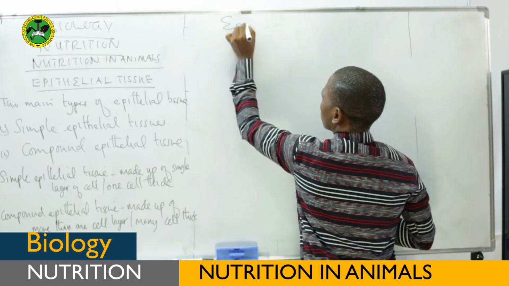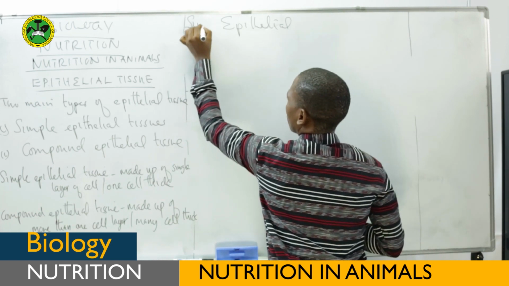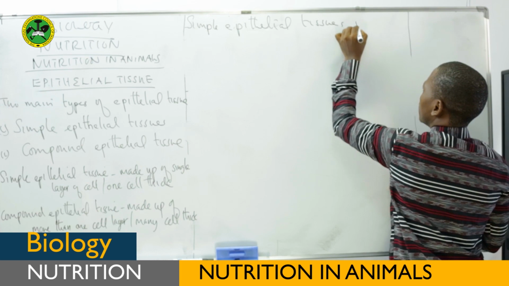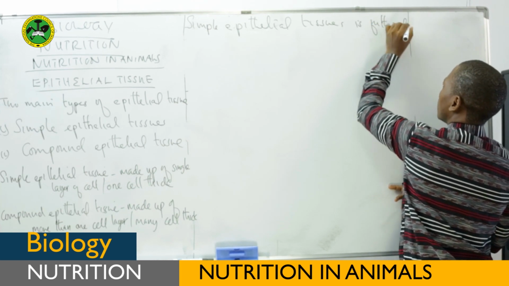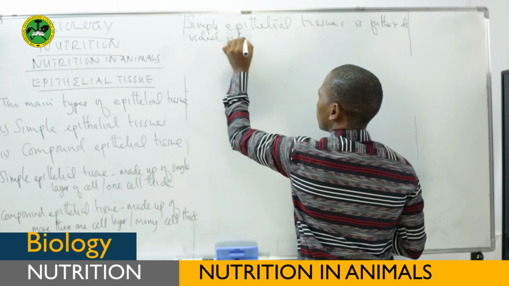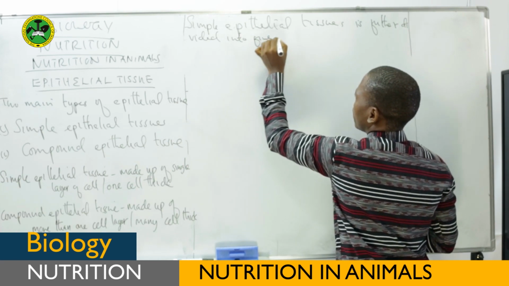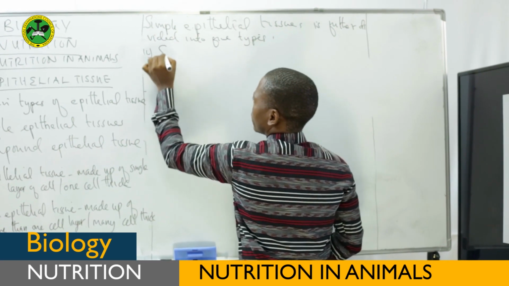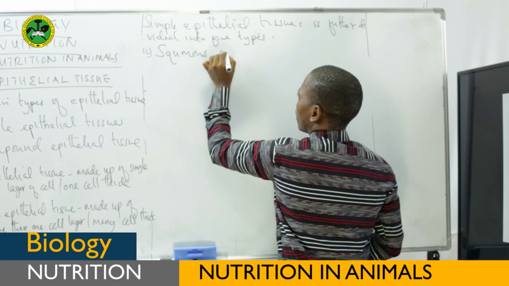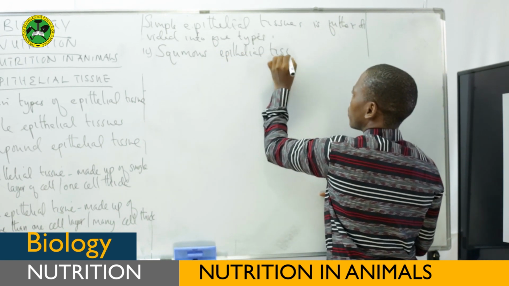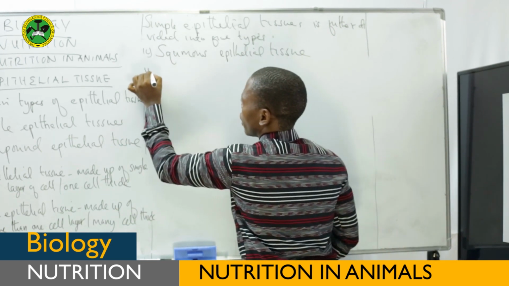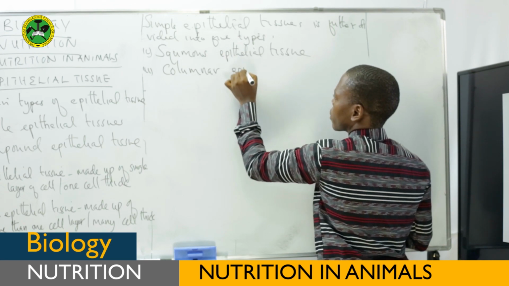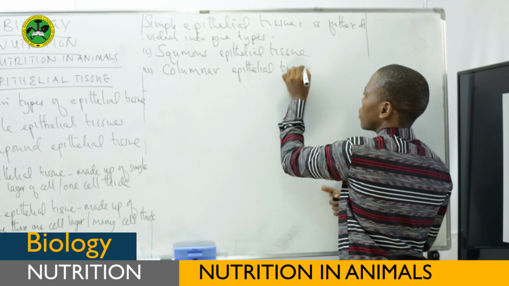These simple epithelial tissues are further divided into 5 types. And these are, we have squamous epithelial tissue. Also, we have columnar epithelial tissue.